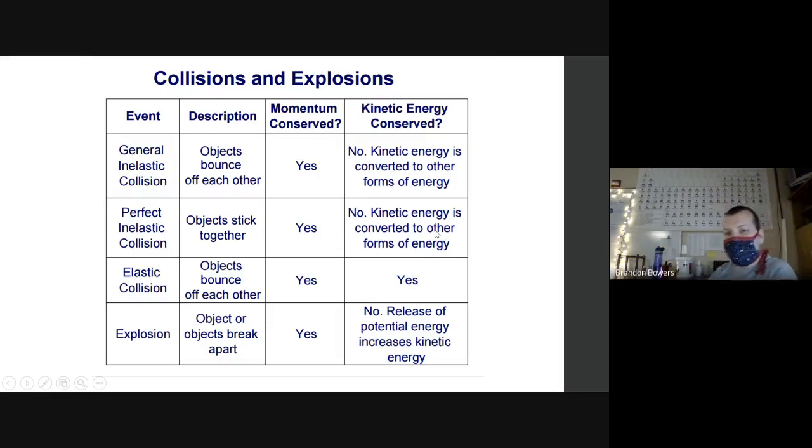Okay. So let's check out this box. Now, do you have to copy this entire box? It's up to you. Now, if we look at this, a general inelastic collision: objects will bounce off of each other. Momentum is conserved. As you guys can see, that's our goal.